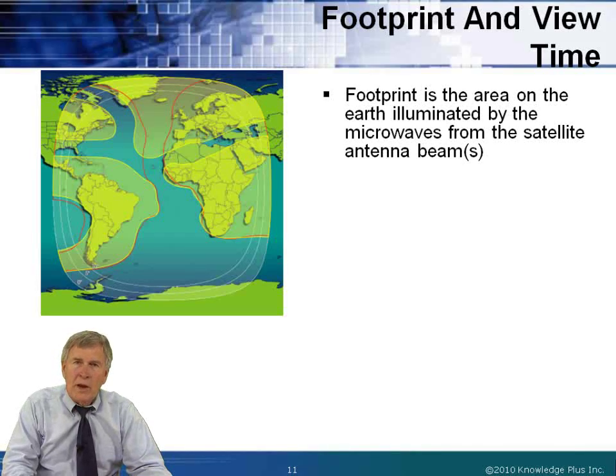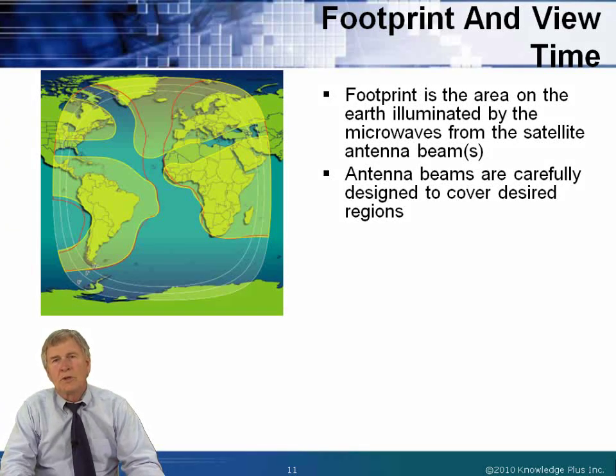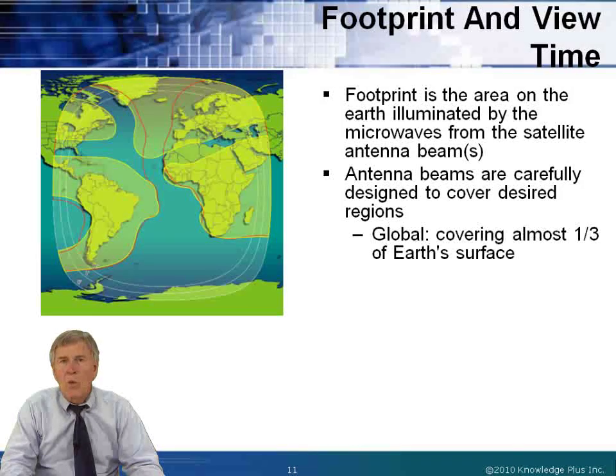land masses. Now, there are satellites designed for communications in between the land masses, but most of the telecom is from one land mass, one continent to another, or within a continent. So antenna beams are carefully designed to cover the regions that we want.